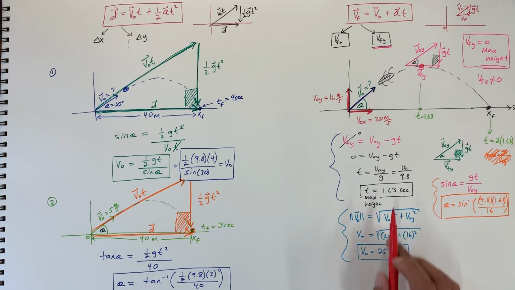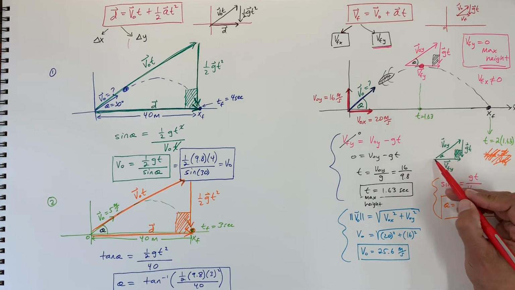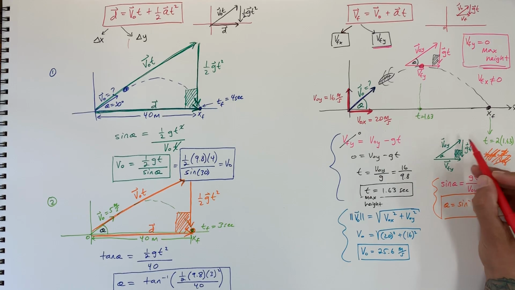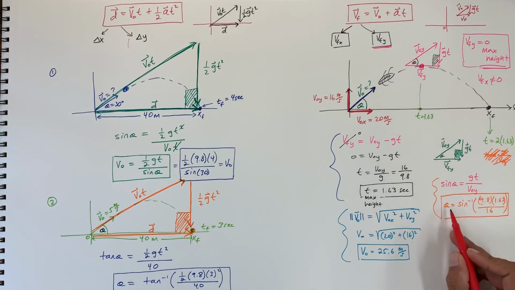And knowing those two things, now we have our triangle again, and we use sine theta because we know the values of this side now, we know the values of the hypotenuse, and that allows us to solve for theta.